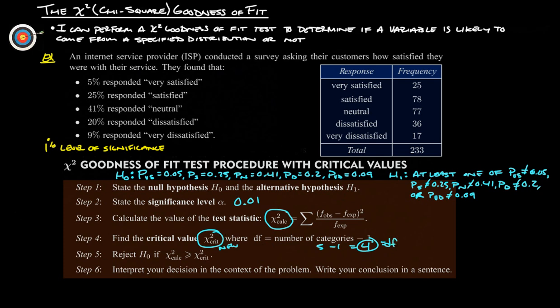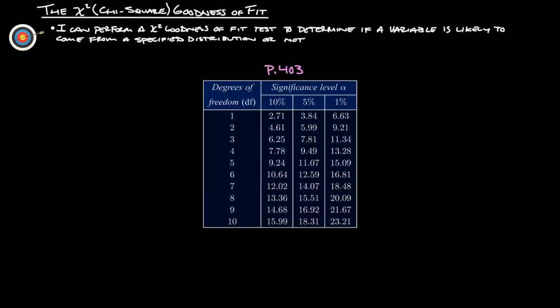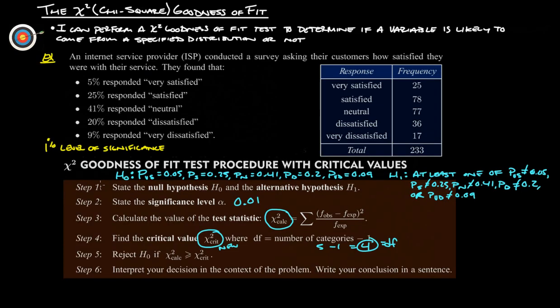Now what you actually look at for this is you're going to turn to page 403 in your textbook, and we're going to look up our significance level and our degrees of freedom. Our degrees of freedom was 4, and our significance level was 1%. Where those intersect is 13.28.